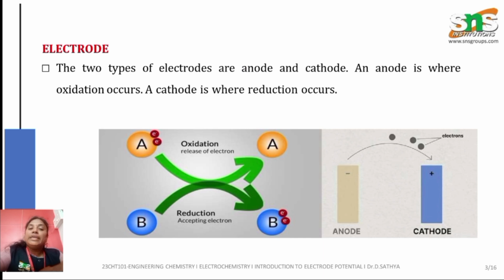First of all, what is meant by electrode? An electrode is simply one metal rod, like an anode or cathode, that is dipped into the electrolytic solution. The metal rod is an anode or cathode, and this is the electrolyte. So the two types of electrodes are anode and cathode. At the anode, oxidation occurs, and at the cathode, reduction occurs. So these are the electrodes.